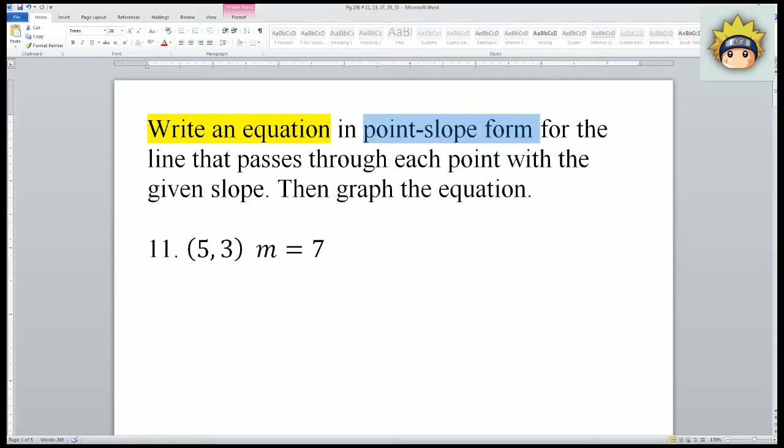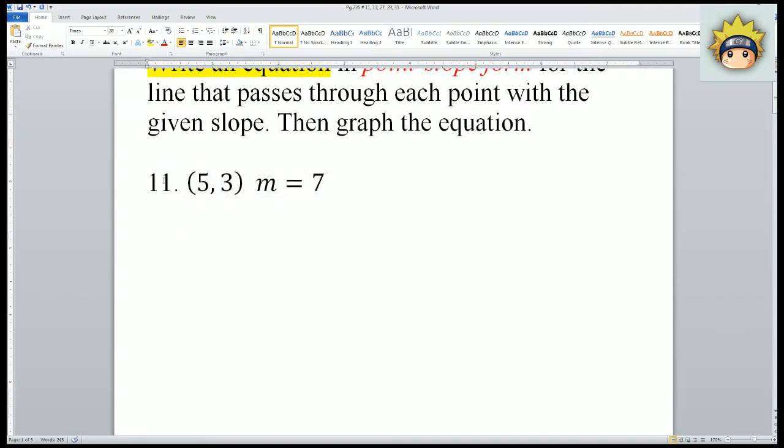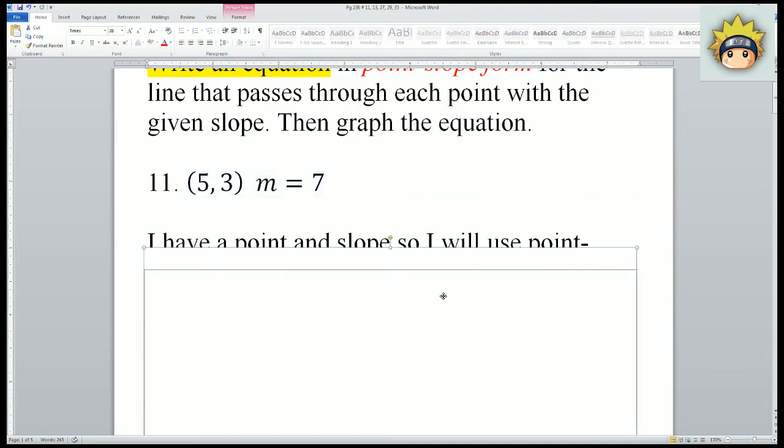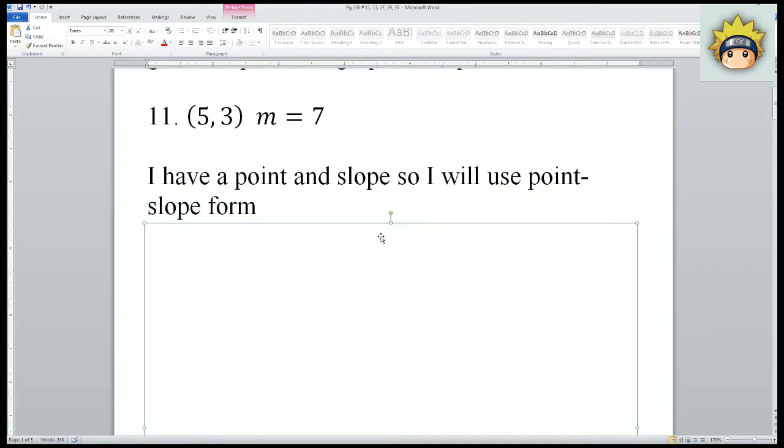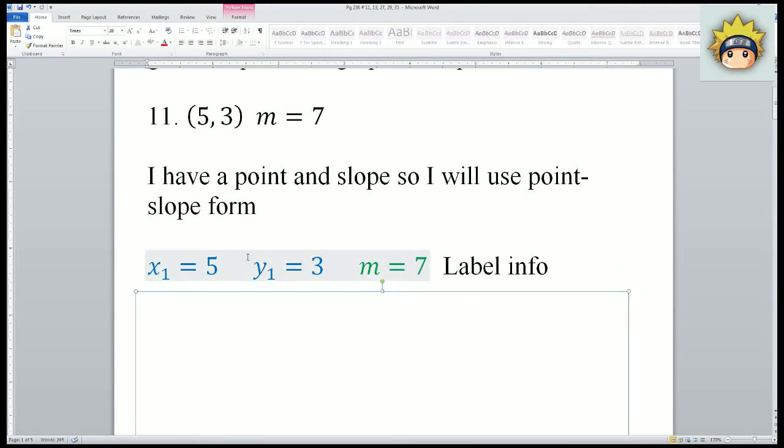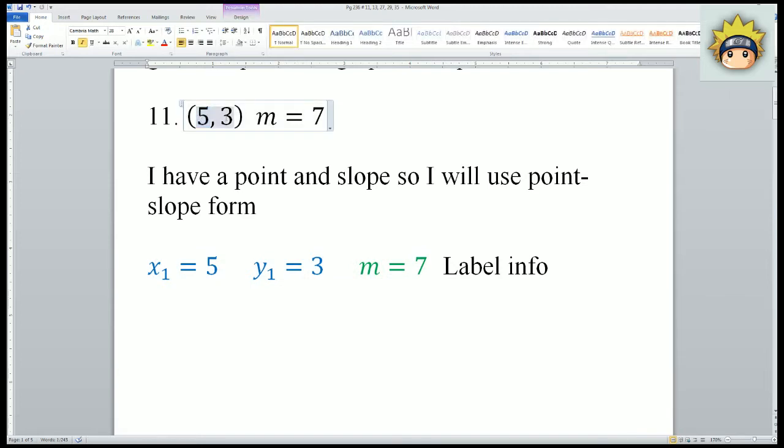Point slope form, right here, I can make it red for you, is y equals mx plus b. If you would like to see the graph being graphed, you have to watch another video. I have the point here, 5 comma 3, and the slope equals 7. I've noticed that I have a point and a slope, so I will use the point slope form. Let me first label my information. X1 equals 5, Y1 equals 3, because this is X and this is Y, part of the ordered pair, and M is the slope, which is equal to 7.